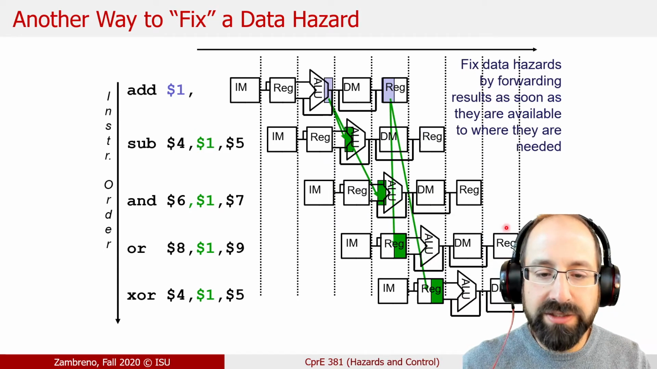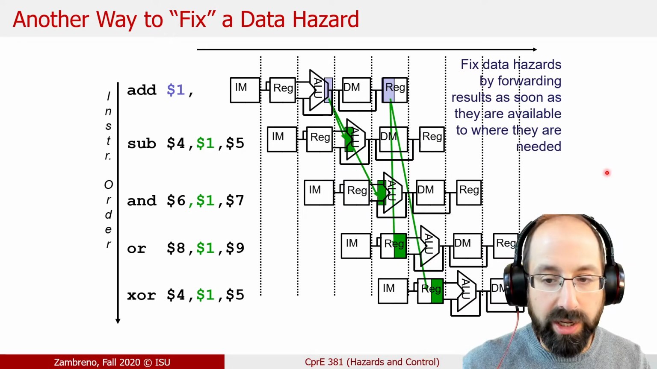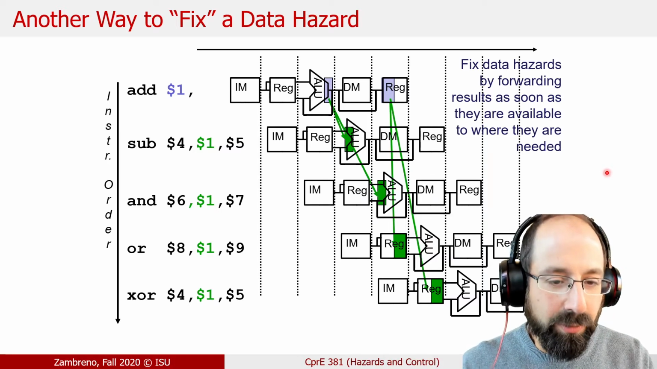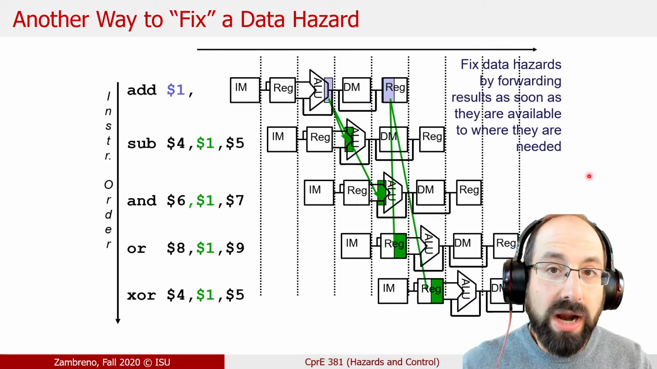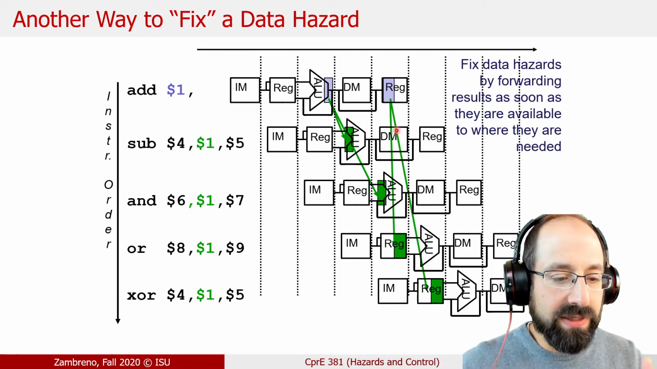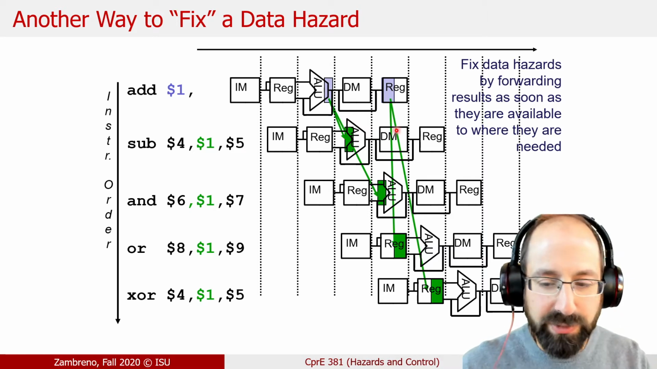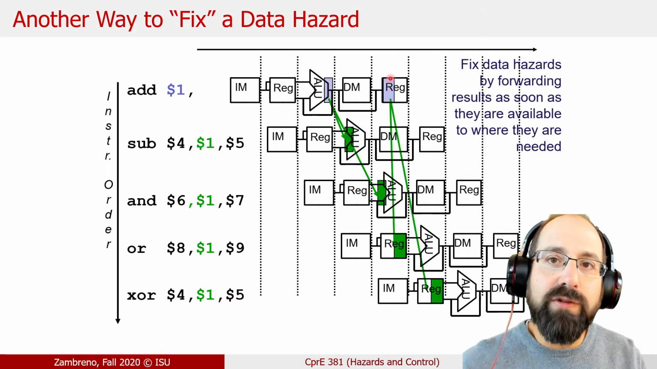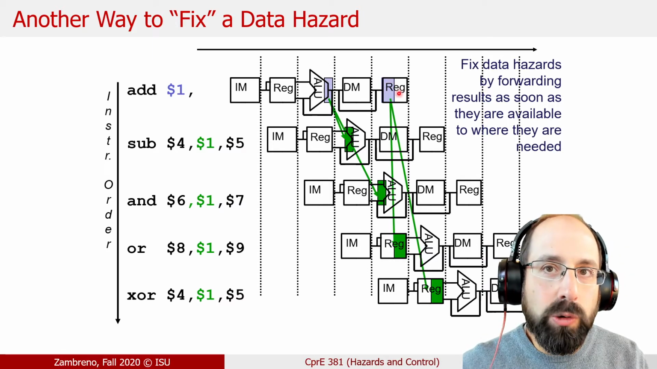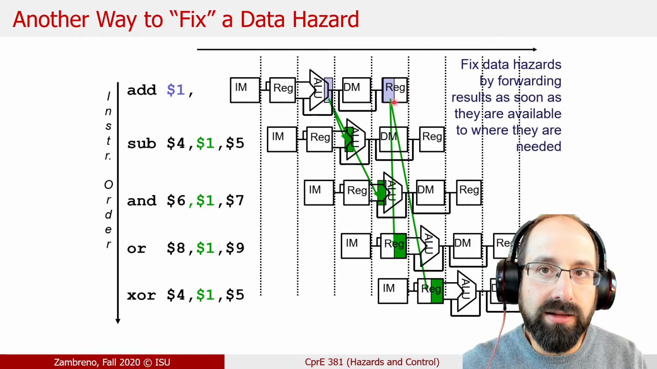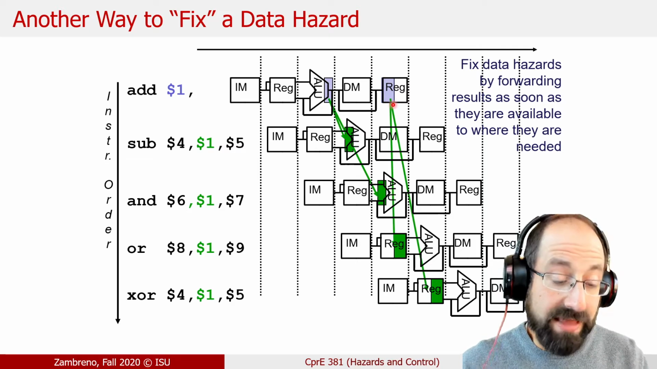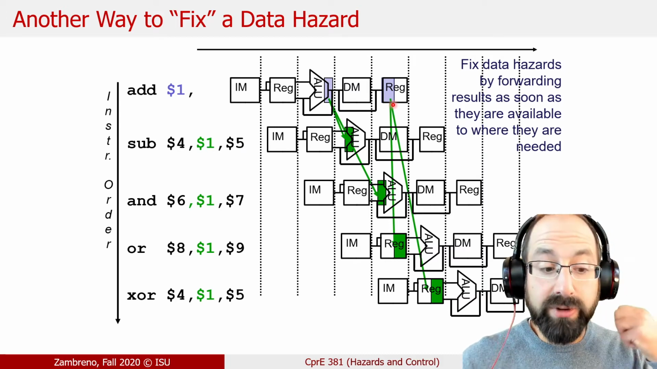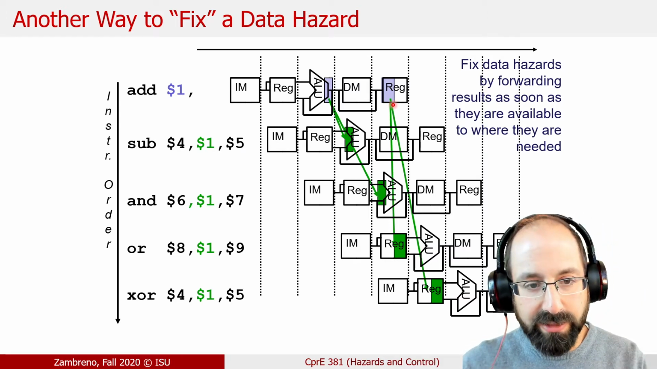But the other approach, as mentioned, is referred to as data forwarding. There's some architectural mechanisms that we would require to build to get this to work in practice. But the basic concept is to first recognize, and I mentioned this briefly just a moment ago, that yes, while technically that value of 1 is only written back to the register file in cycle 5. And that's why we have the potential dependency and the hazard that we're worried about. It's only written back to the register file in cycle 5.